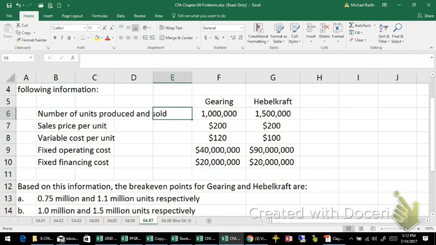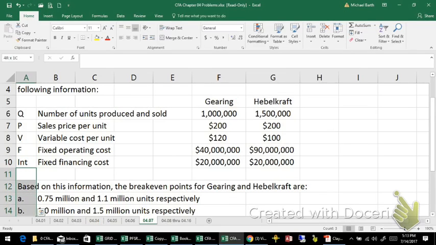Alright, so we have the number of units produced and sold, that would be Q. The sales price per unit, that would be P. The variable cost per unit, V. Fixed operating cost, F, and fixed financing costs, INT.